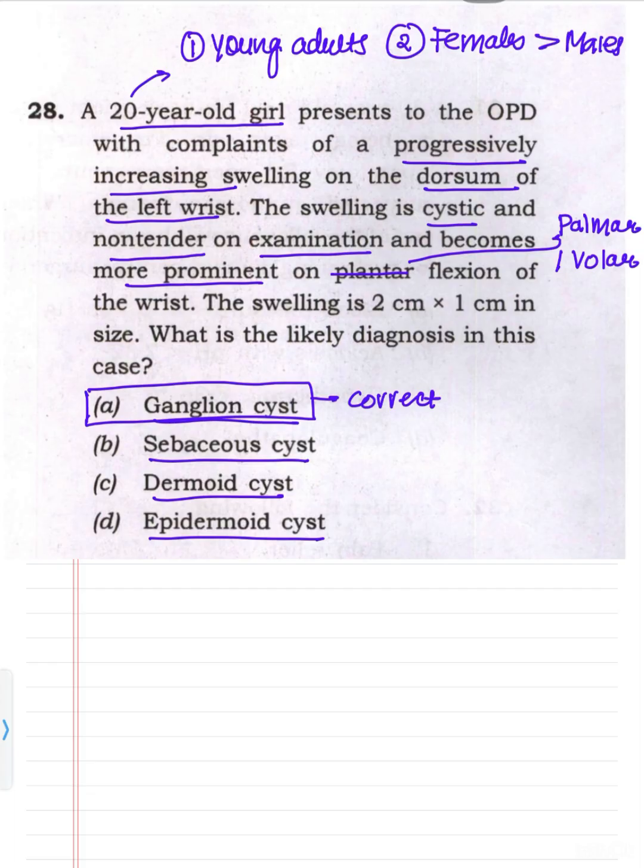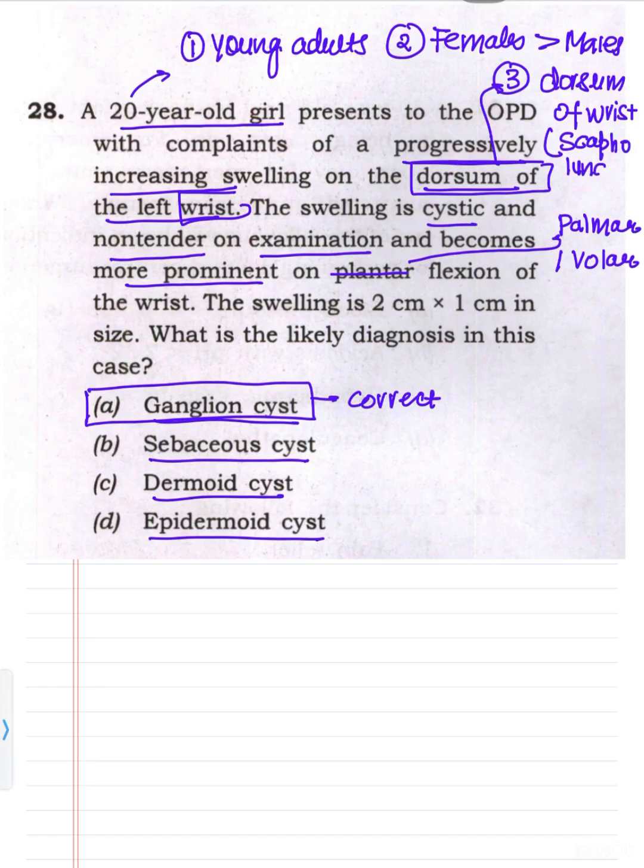The second and the most important clue is its location. So it is located in the dorsum of the wrist. So the most common location of the ganglion cyst is the dorsum of the wrist. And generally from where? From the scapholunate ligament.